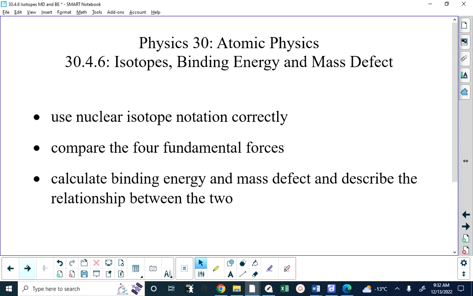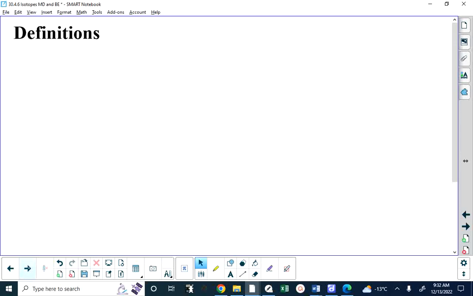We're going to be learning about the 4 fundamental forces in nature, and they are not what you might think they are. Or maybe you do know what they are. And then we're going to calculate what's called binding energy and mass defect of a nucleus, or nuclei in general, and understand the relationship between them. So first of all, some definitions.